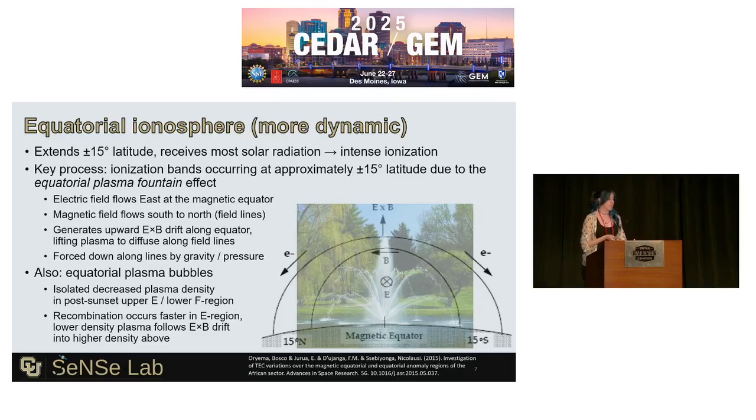We also have these things called equatorial plasma bubbles, which are little depletions in the E region that are propagated upward by this E cross B drift, and this leads to a little depletion that is now suddenly in the less dense but also higher ionized, upper E region, lower F1 region.